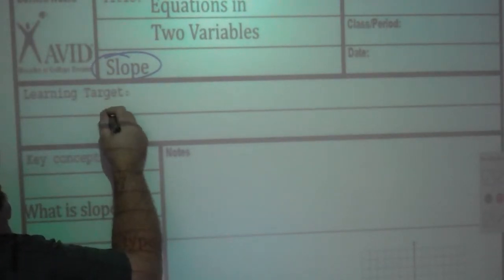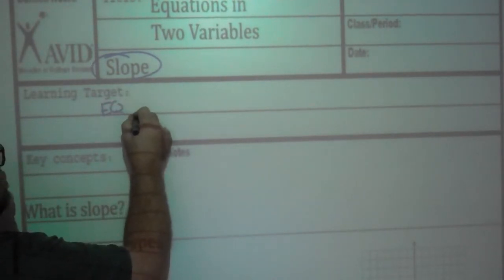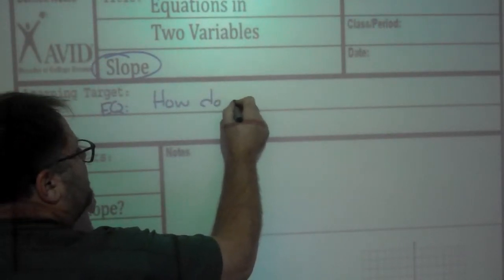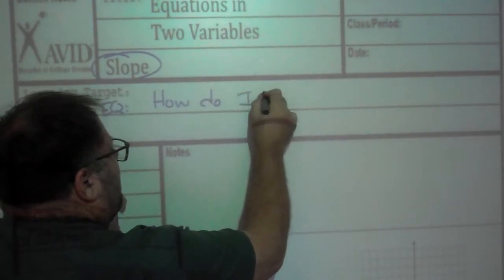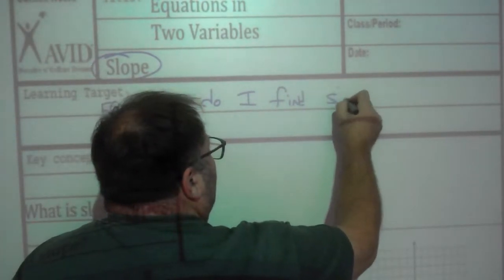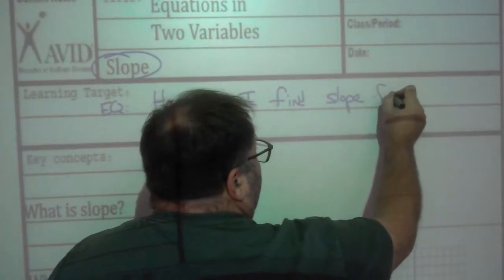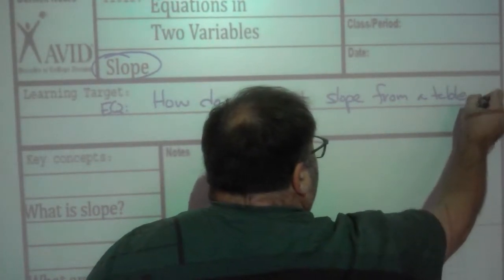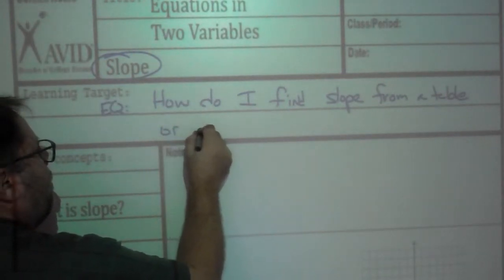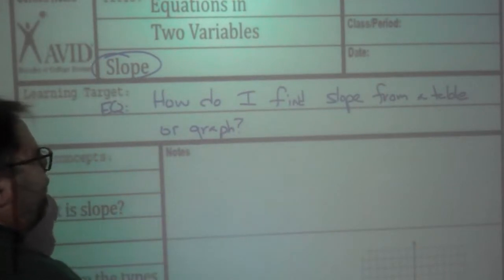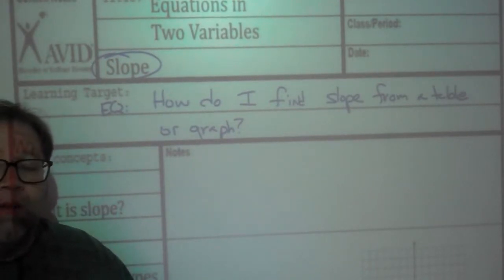Our learning target today is the same as our essential question: how do I find slope from a table or graph? And today we're just going to focus on the graph. Today it's going to be all about graph.